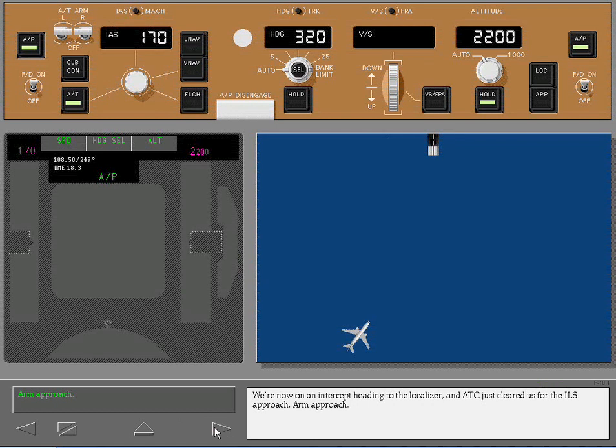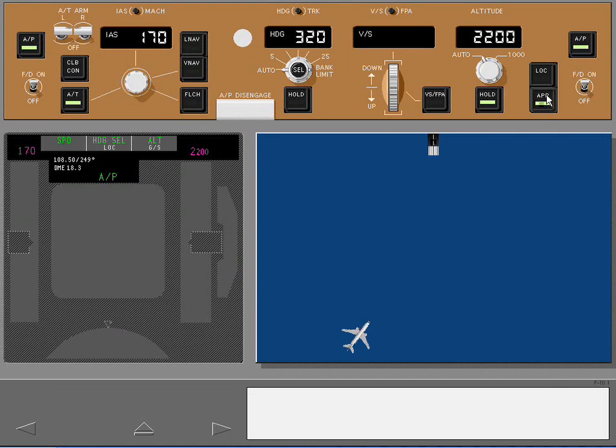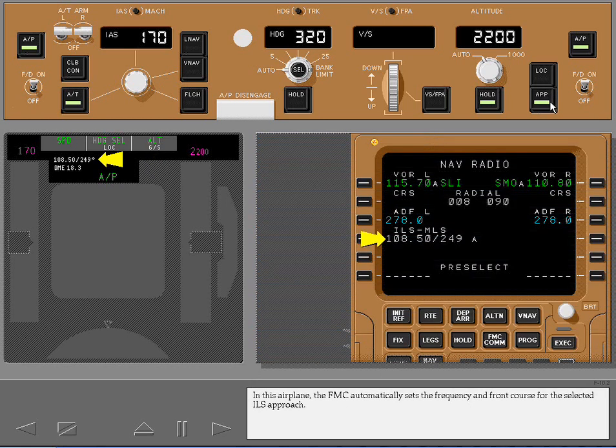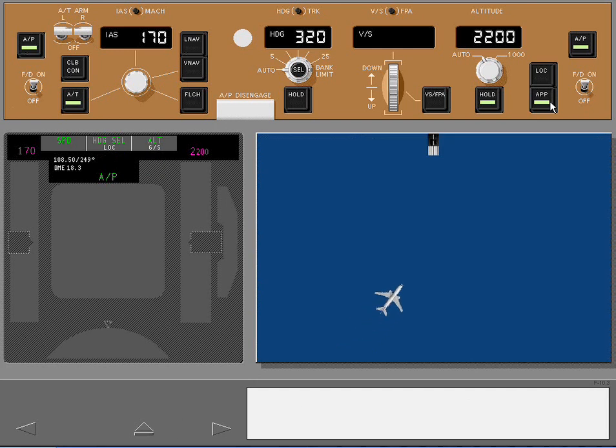We're now on an intercept heading to the localizer, and ATC just cleared us for the ILS approach. Arm approach. Localizer and glide slope enunciate on the FMA. In this airplane, the FMC automatically sets the frequency and front course for the selected ILS approach.